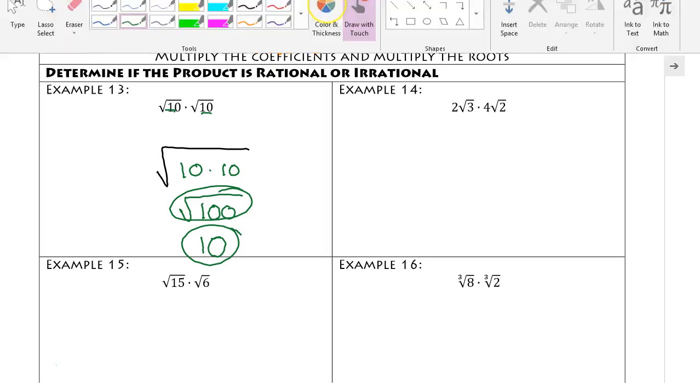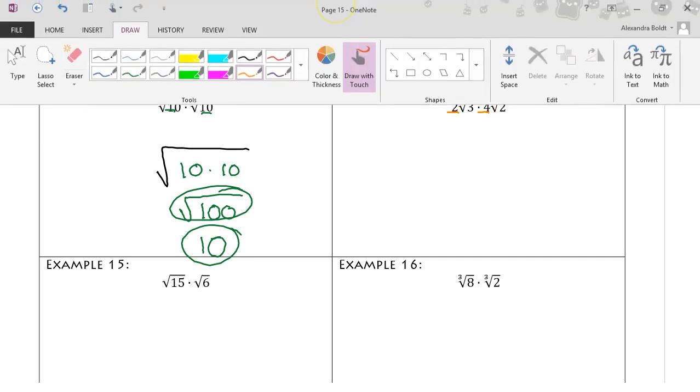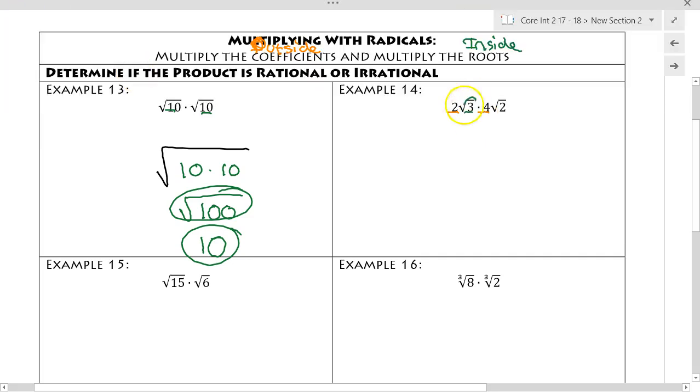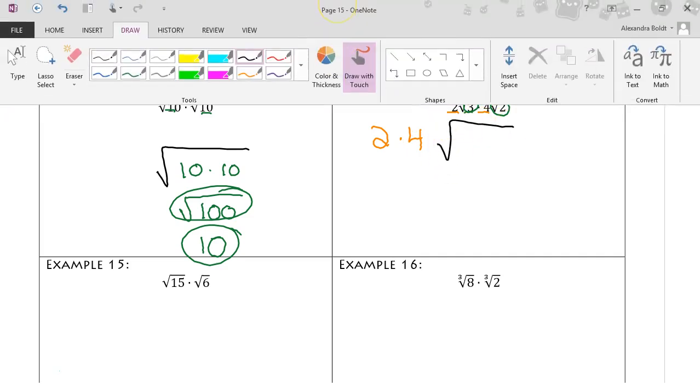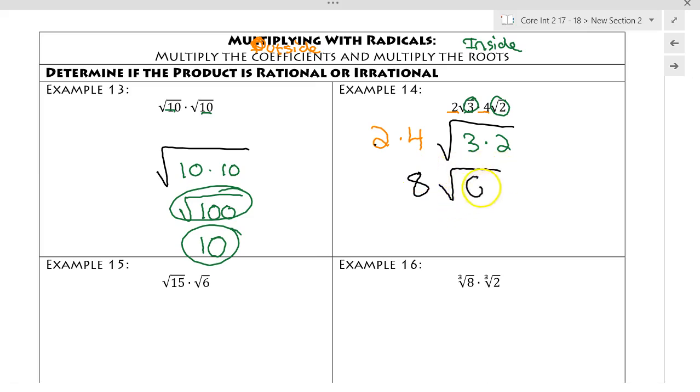Looking at our next number, we have the outside of the root and the inside of the root. So we can multiply the outside, 2 times 4, and we multiply underneath our root, 3 times 2. Okay, you can always use a calculator. 2 times 4 is 8. 3 times 2 is 6.